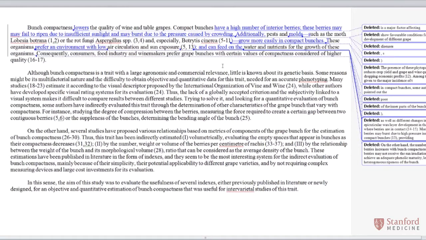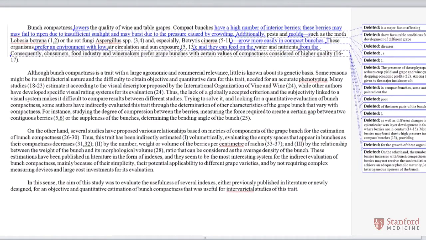So, and these organisms prefer this environment and they can feed on the water and nutrients from the burst grapes, which we've already described above. From the burst berries or grapes. I guess these are grapes, from the burst grapes.